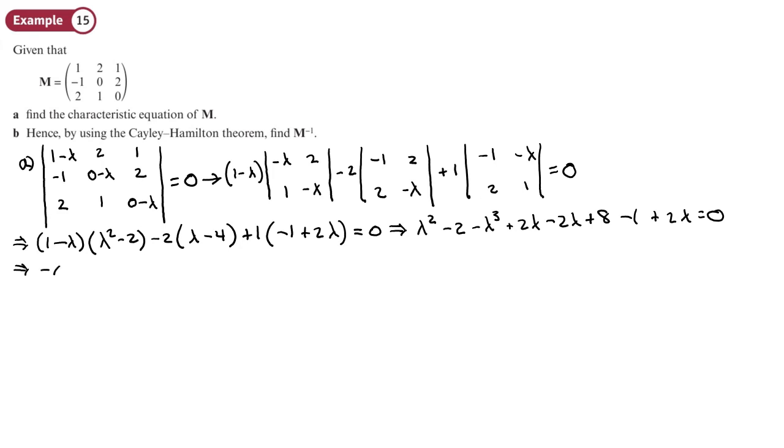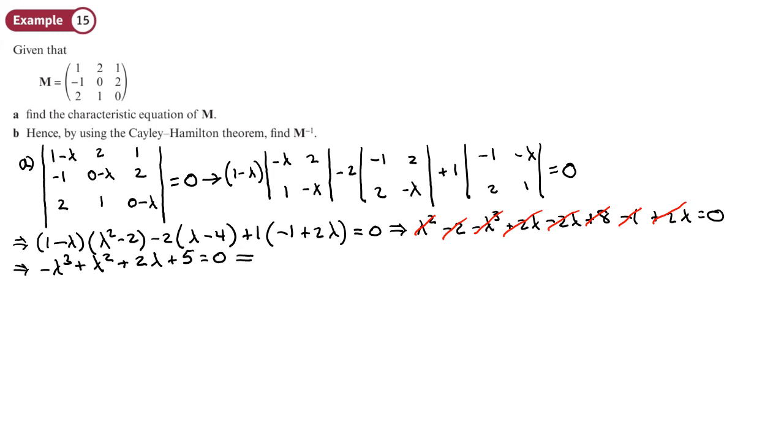So we'll have negative lambda cubed. Okay, so that deals with that term. We've only got a lambda squared, so plus lambda squared. Then with our lambda terms, we've got 2 minus 2, which cancels out. So it's only going to be plus 2 lambda. And then in terms of our numbers, we have negative 2 plus 8, which is 6, minus 1, which is 5. So plus 5 equals 0.